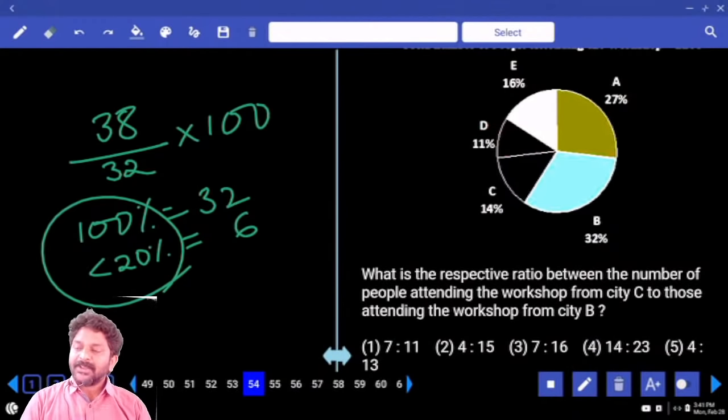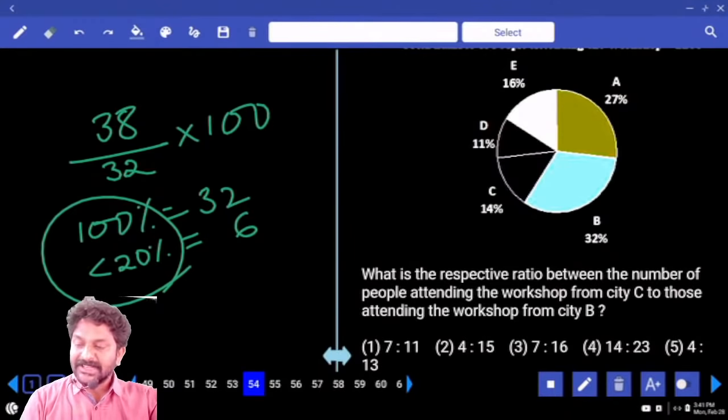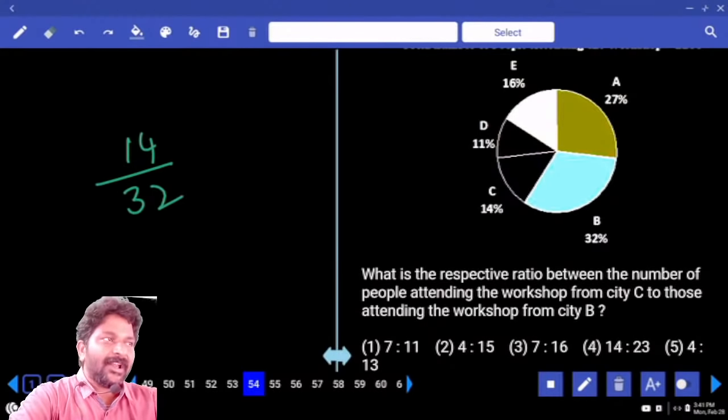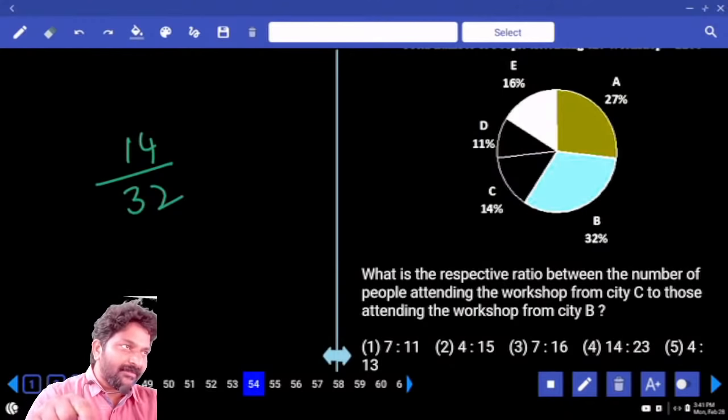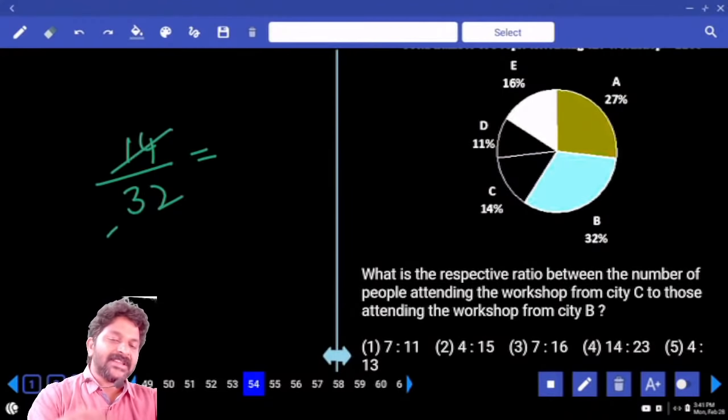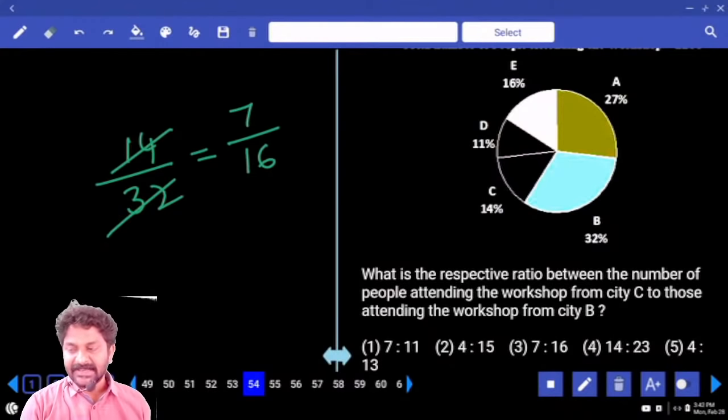What is the respective ratio between the number of people attending the workshop from city C to those attending from B? For C it is 14, for B it is 32. Both numerator and denominator are calculated on the same number, hence we don't have to go for conversion. Directly we can consider percentage values. Cancellation, simplified values: 7, 16. Third option is the answer.